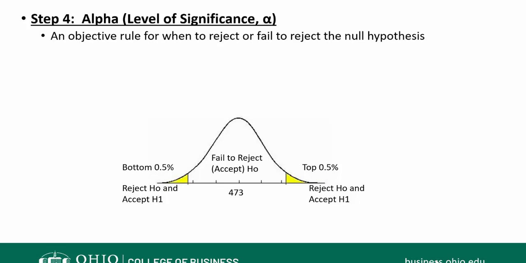Alpha is an objective rule on when to reject or fail to reject the null hypothesis. We're conducting a two-tailed test, so we put alpha into both tails. If our test statistic or our sample mean falls in this yellow shaded area, it will fall in the rejection region and will reject the null hypothesis and accept the alternative. If our test statistic or our sample mean falls in the middle, we'll fail to reject the null hypothesis.